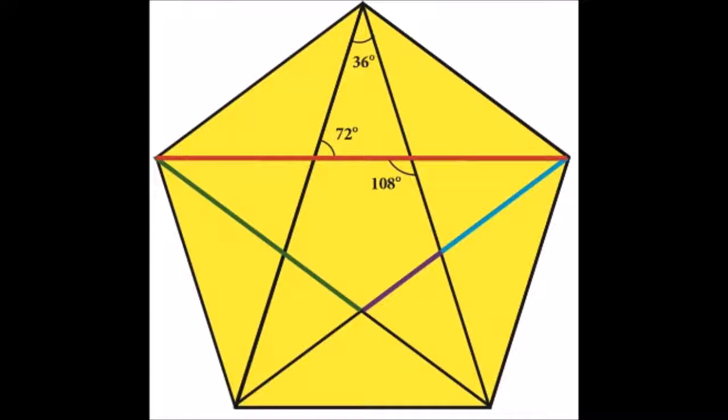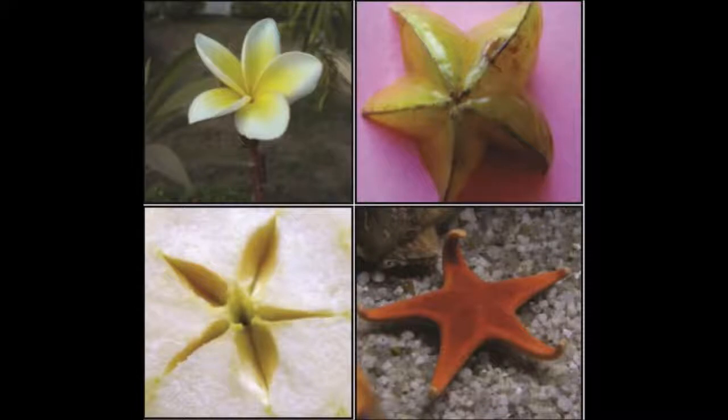The angles of the pentagram have digits adding up to 9. For example, for 108, 1 plus 0 plus 8 equals 9. So it's interesting to see the number 9 has an important place in the geometric structure of the pentagram. The pentagram also has a great presence in nature, like the star fruit, the starfish, and the cross section of an apple inside, in the center of a flower.